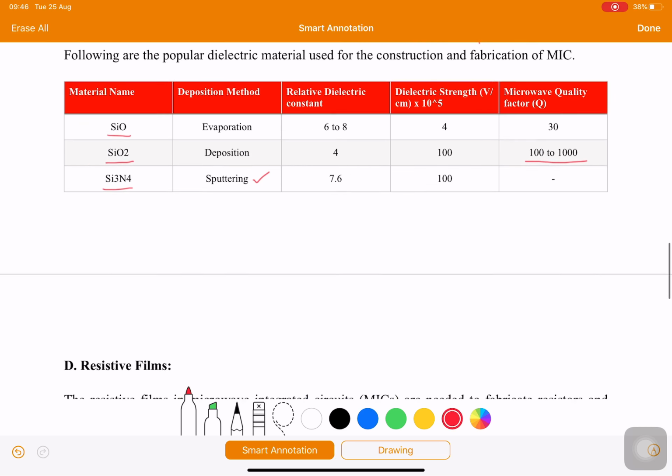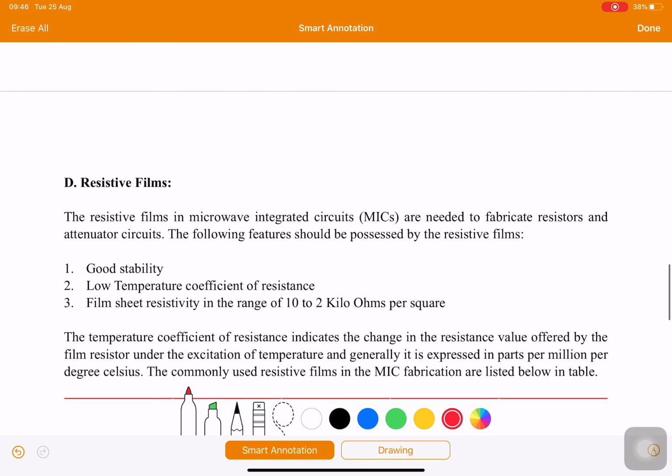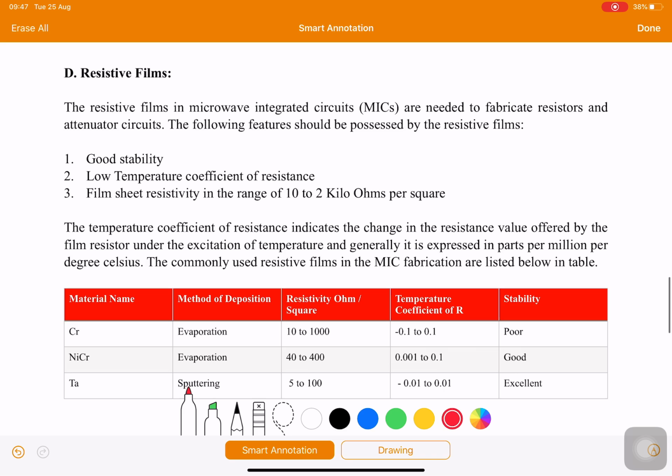Okay, so we go ahead and see the last type of material which is used in the construction of microwave integrated circuits, and those are different types of resistive films, right? The name itself indicates what we mean by a resistive film. Those are mainly utilized to generate a specific value of resistance in the circuit, and resistive films are also used to construct attenuator circuits in the microwave integrated circuit. Resistive films are needed to fabricate the resistors and attenuator circuits. See here, I will highlight this.